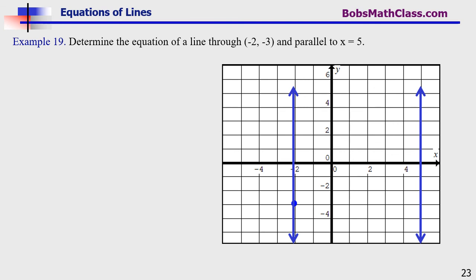What is the equation of that vertical line? Is it x equals or is it y equals? Right, it's x equals. And it goes through -2 on the x-axis. So once you figure out that it's an x equals, then you can just look at the x value of the point that we have. So our answer is x equals -2.